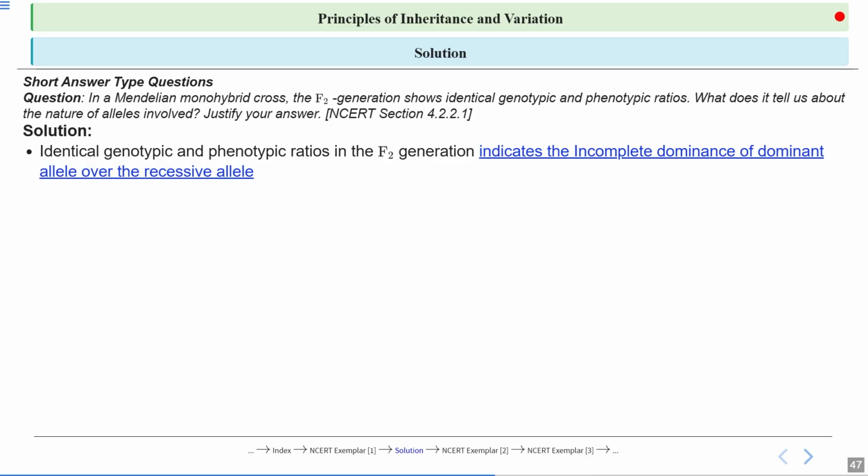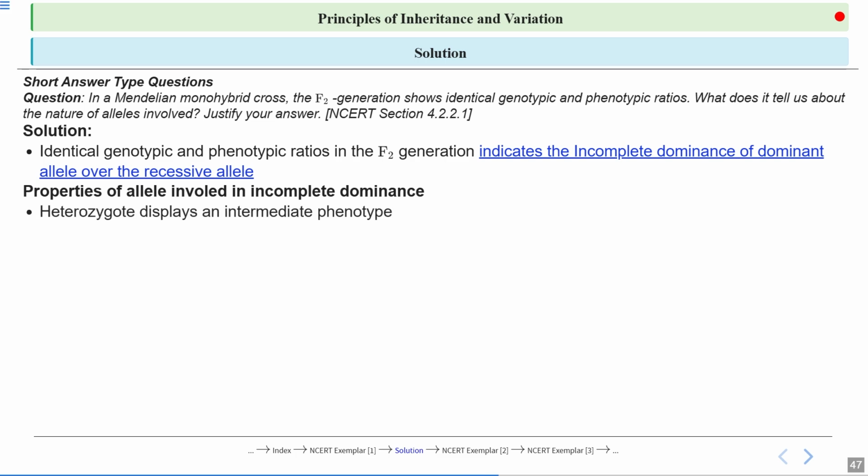Okay, what is incomplete dominance? Where neither of the alleles is dominant over the other. Or in other words, in incomplete dominance, the dominant allele is not completely dominant over the other allele. That's why the other allele is also expressed. Now, properties of the alleles involved in incomplete dominance. The heterozygous displays an intermediate phenotype here. So, the heterozygous will demonstrate an intermediate phenotype.